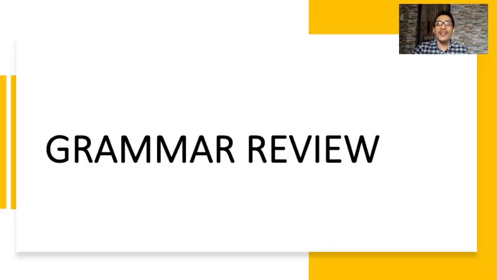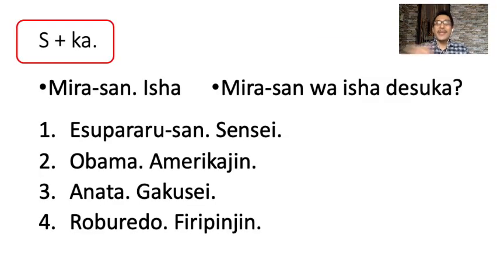Now let's move on to the grammar review. Okay? We will begin with the pattern S plus ka. So we have here Mira-san, isha. Okay, last time we learned how to create questions, right? Using the pattern S ka. So I have here the sample. Mira-san and then isha. Isha is doctor. So my question is, Mira-san wa isha desu ka? Mira-san wa isha desu ka?